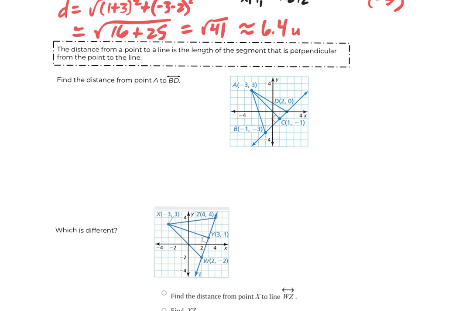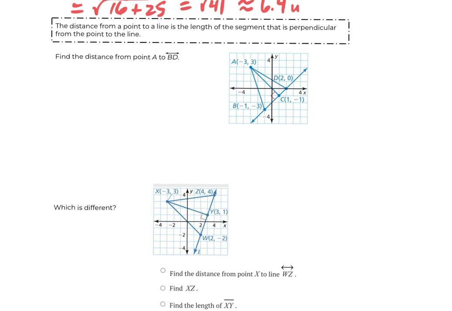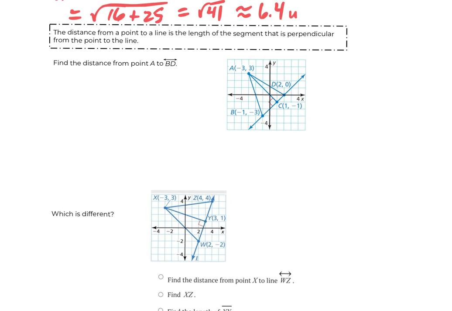And so the shortest distance from this point to this line is the distance that is perpendicular to that line, okay? These two are going to both be a little bit longer segments. And so in this case here, it says find the distance from A to BD, okay? A to BD. So BD is going to be this line right here, line BD. And we're going to find this length right here.